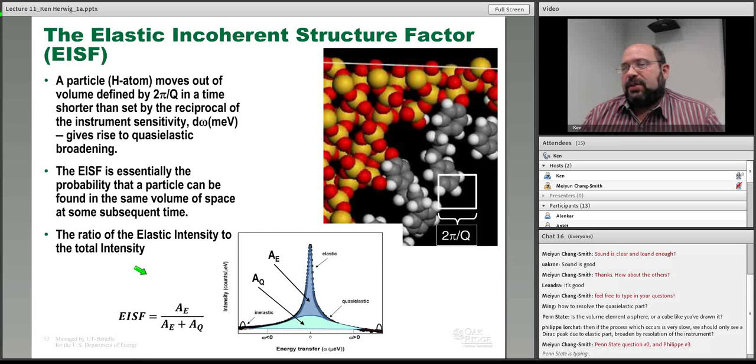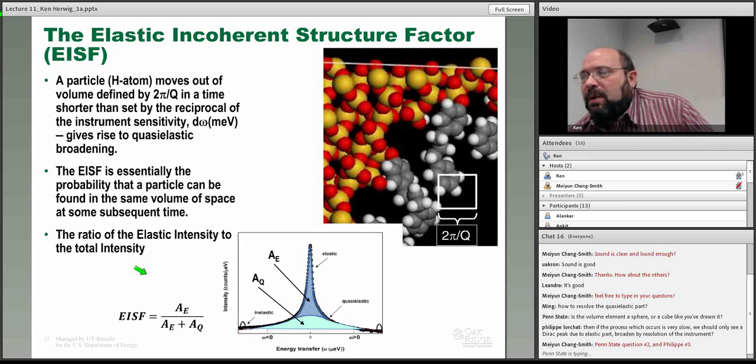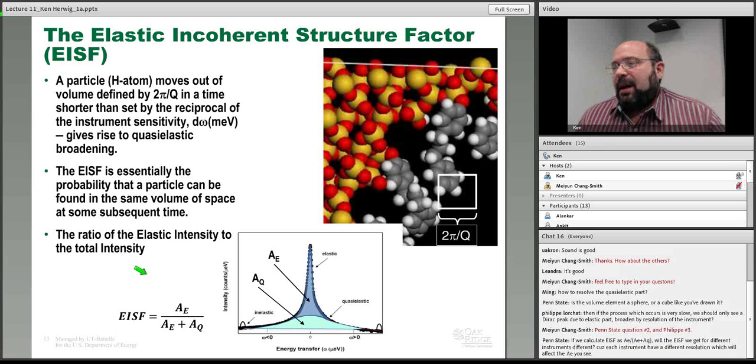And then, of course, if you make Q smaller and smaller, for a restricted diffusion, the probability that the particle moves out of that box gets higher and higher, and so the EISF will get smaller and smaller. Philip comments that if the process is very slow, you should only see a delta function peak, and that is correct. You will see it, although broadened by the elastic resolution function of the instrument.